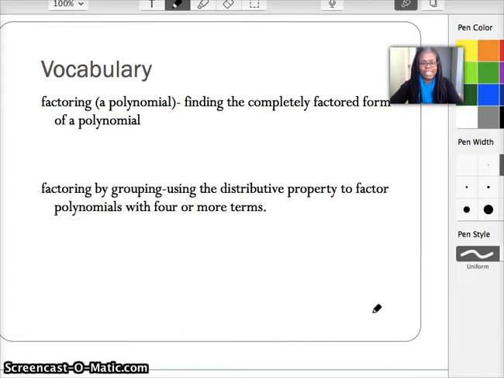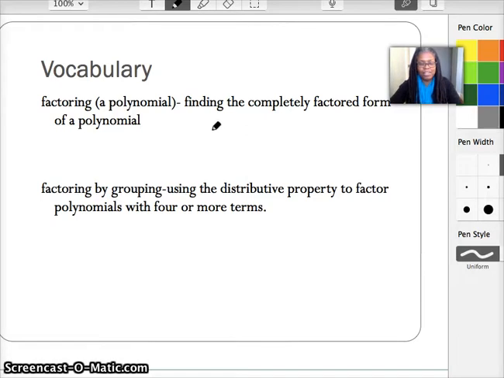Our vocabulary today starts off with the concept of factoring, in this case a polynomial, because I know you guys know what factoring is. When you factor a polynomial, you're looking to find the completely factored form of a polynomial. That definition isn't really helpful, but it'll make sense when we talk about it a little bit later.